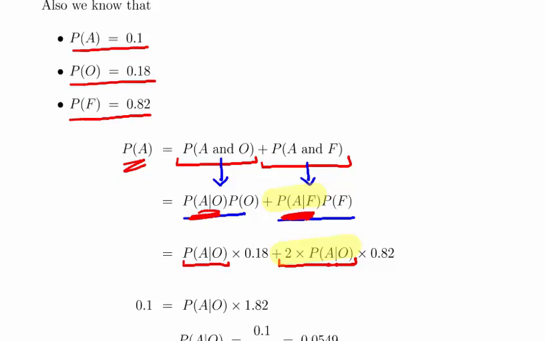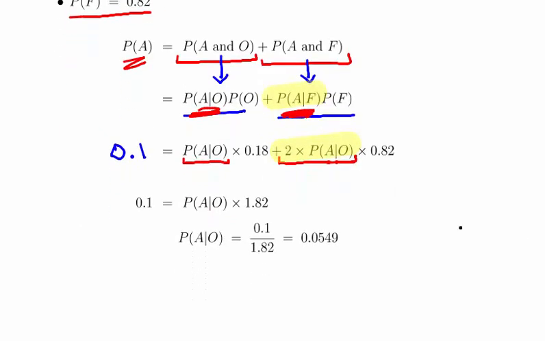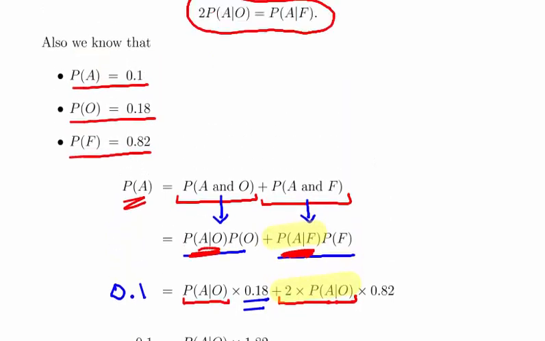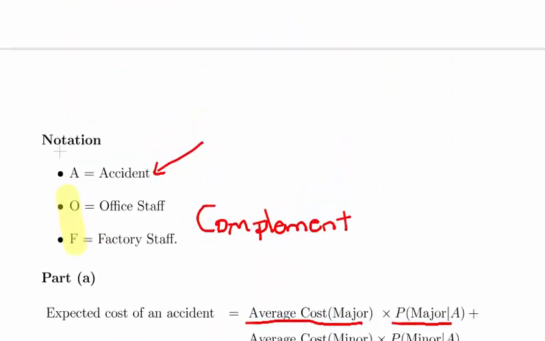And remember, we do know what the probability of A is. It is 0.1. So what we can do is tidy this expression up such that we have the probability of A given O times 1.82, and that is equal to 0.1. Working that out, we would find that the probability of A given O is 0.1 divided by 1.82, which is 0.0549, so 5.5%.